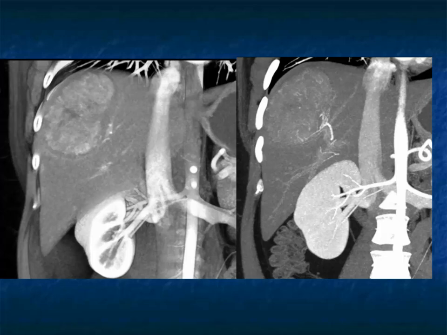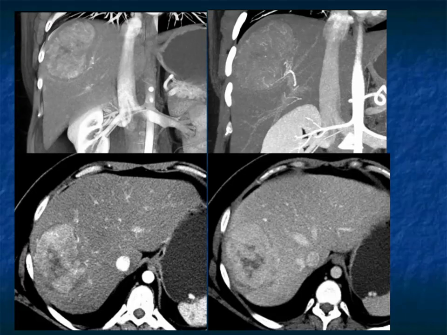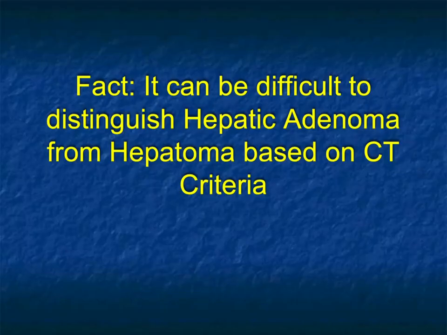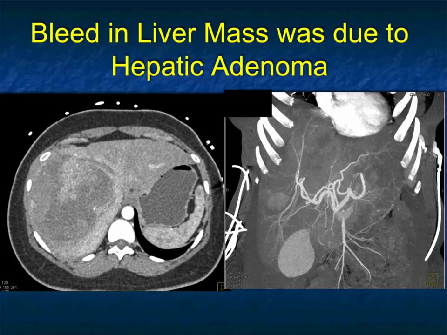The vessels are kind of stretched. The lesion is very vascular. You can see it here again. It does become a little bit less obvious, though still very obvious, on venous phase imaging. But again, I'm thinking hepatoma first, cholangiocarcinoma second, maybe metastasis, and this was a hepatic adenoma. And it's good to say that it can be difficult to distinguish hepatic adenomas from hepatoma based on CT criteria. There's no doubt about it.